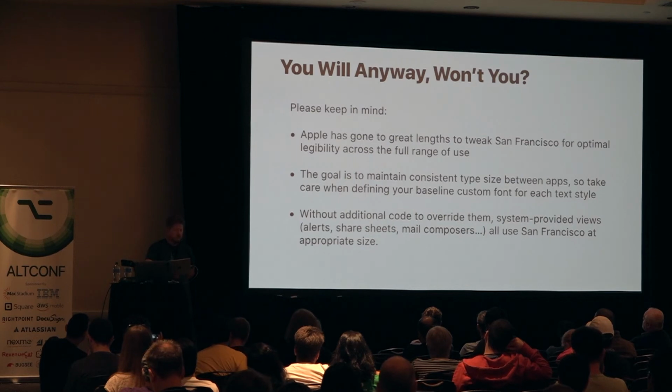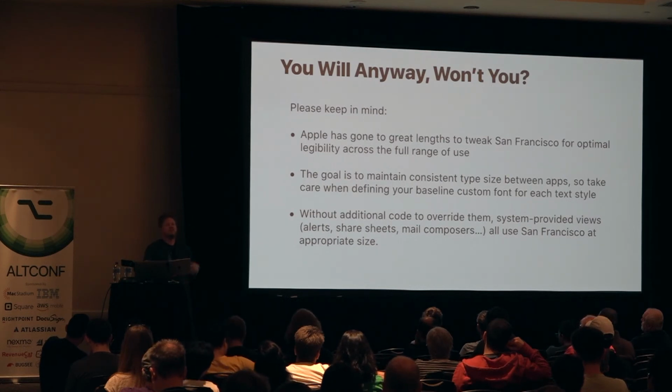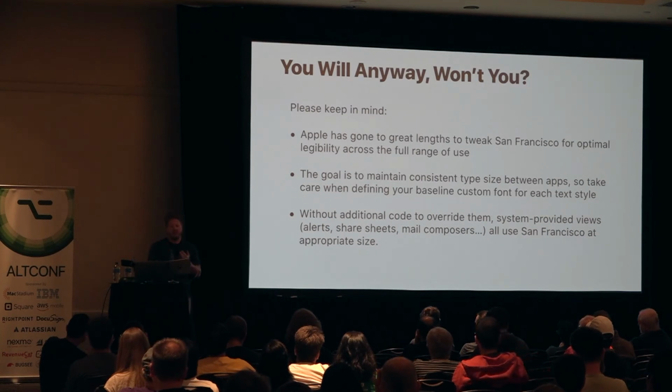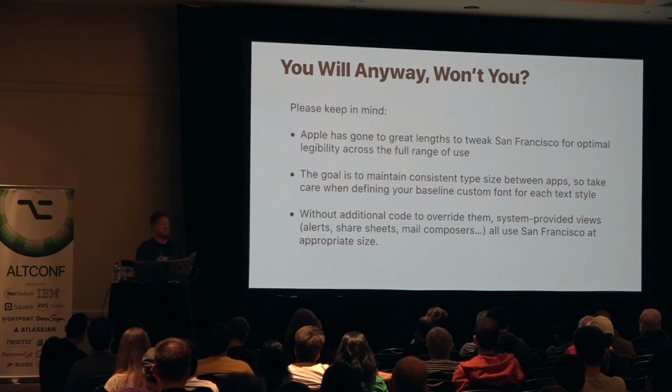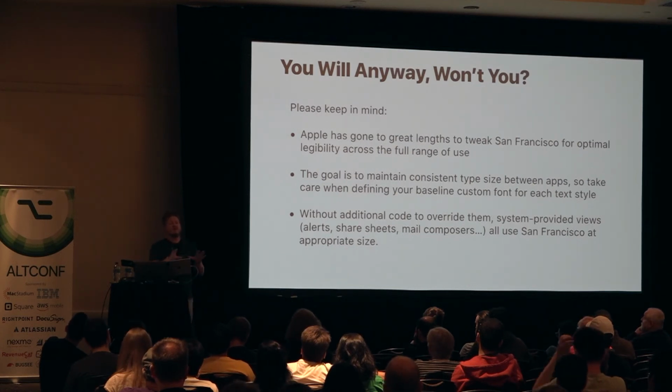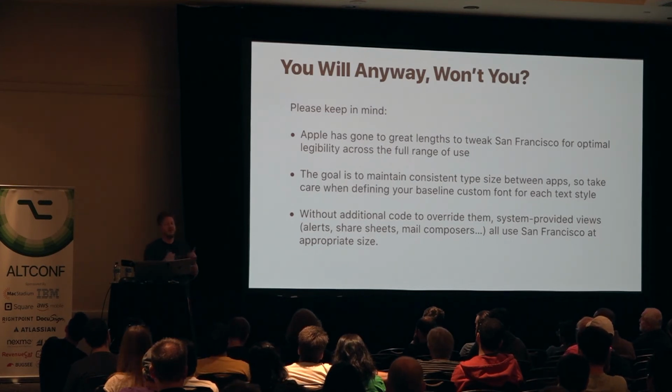As well, without your developers, and probably yourself, since most of you are most likely developers, adding a bunch of other code, almost all the system provided views, the mail composers, the alerts, share sheets, all of that stuff, basically, it comes up in the system font. It comes up scaled already. So if you're not supporting this right now, your users who are using dynamic type, if they're still using your app, are still seeing dynamic type fonts in your app, almost definitely.